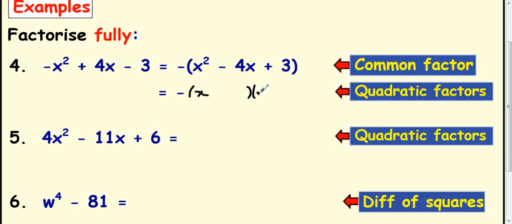Okay, so x times x is going to make your x squared at the start. Factors of 3 are 3 and 1. You just have to decide on the signs. So it's a plus at the end, so they must be the same. It's a takeaway here, so they must be both negative to make that work.